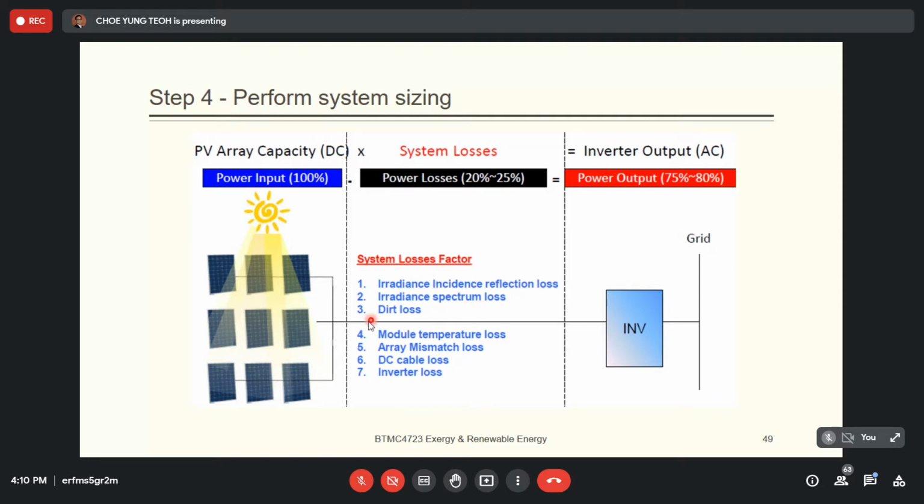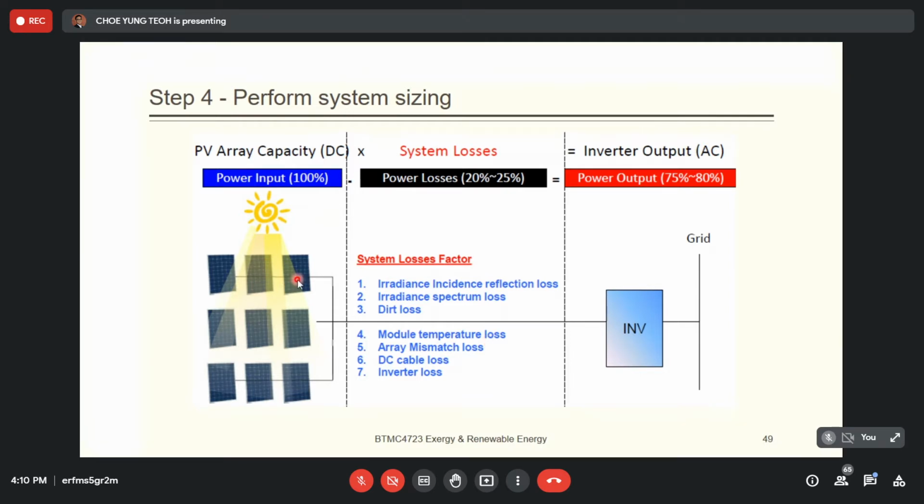The third one is the dirt loss. Dirt loss means that dirt covers the solar module. And then the fourth one, the module temperature loss. As we know, when the temperature increases, the power output will decrease, will drop. Remember that the solar panel is tested at 25 degrees Celsius, so you have to consider the module temperature drop.